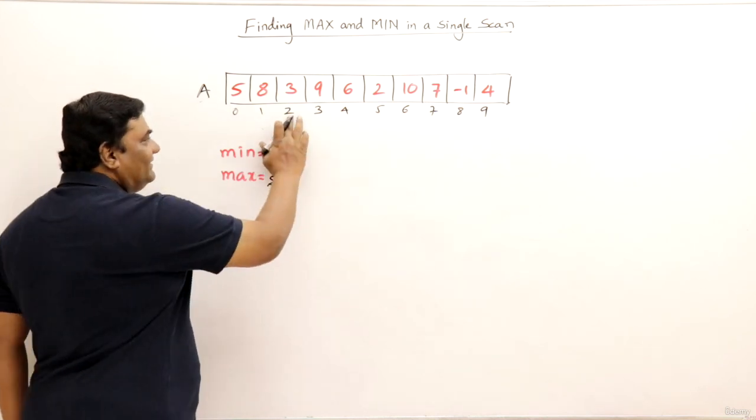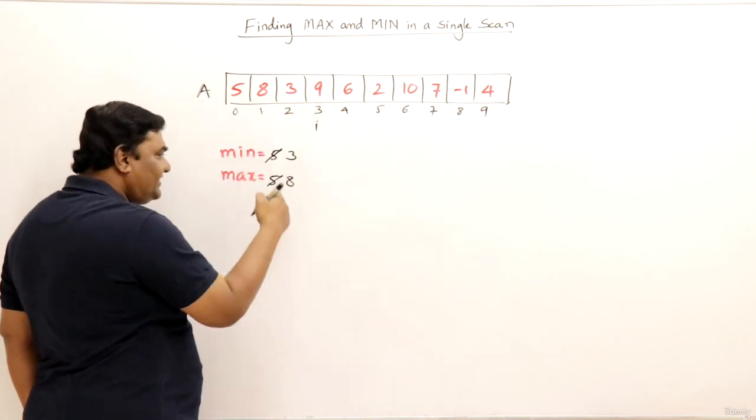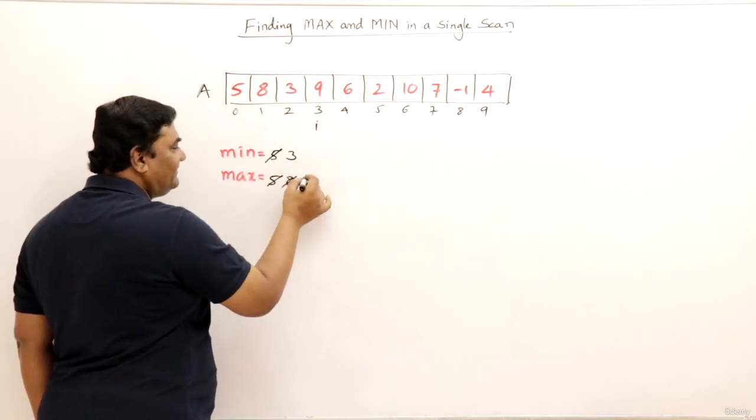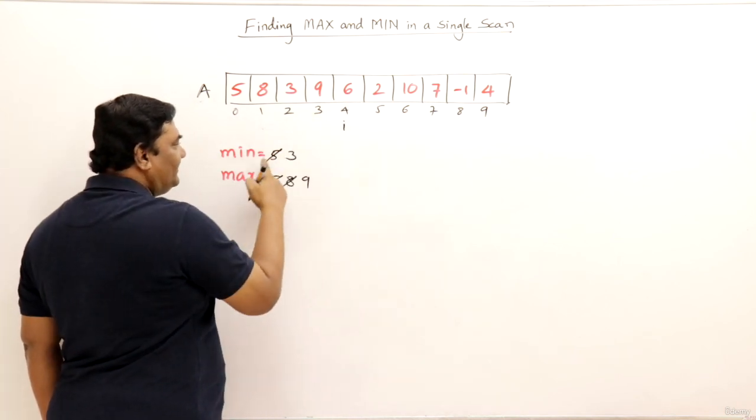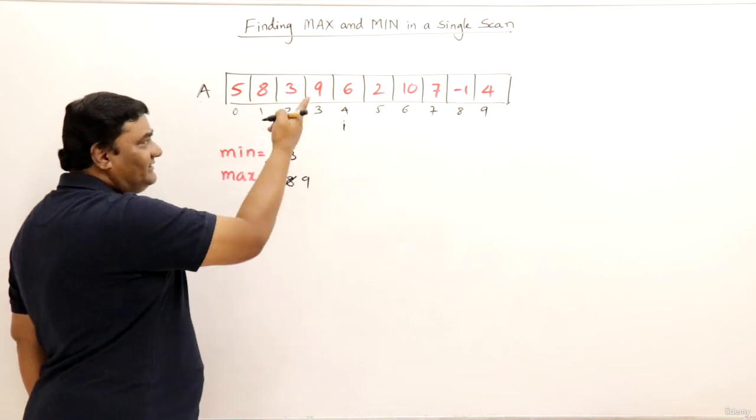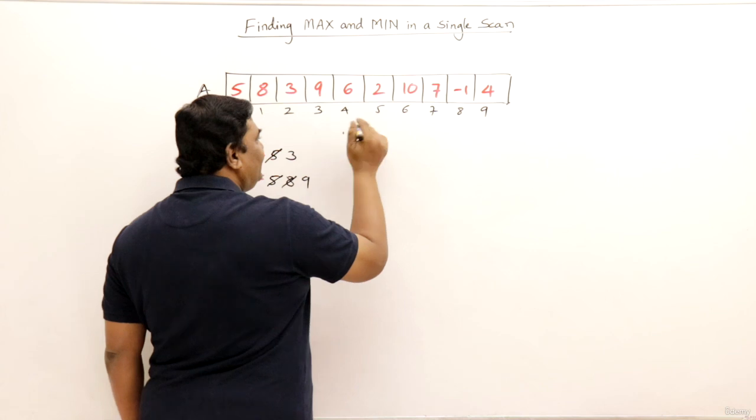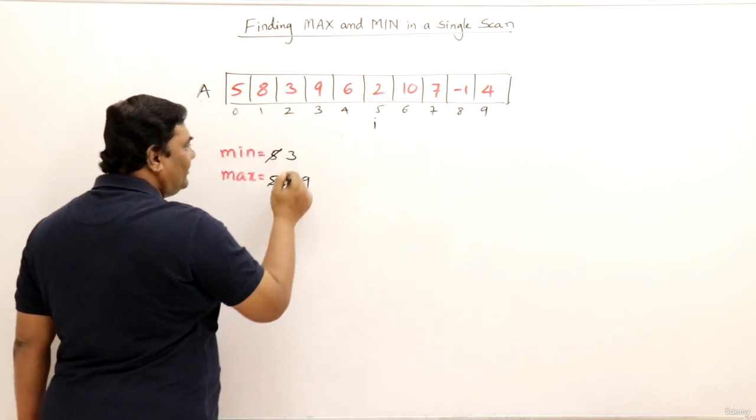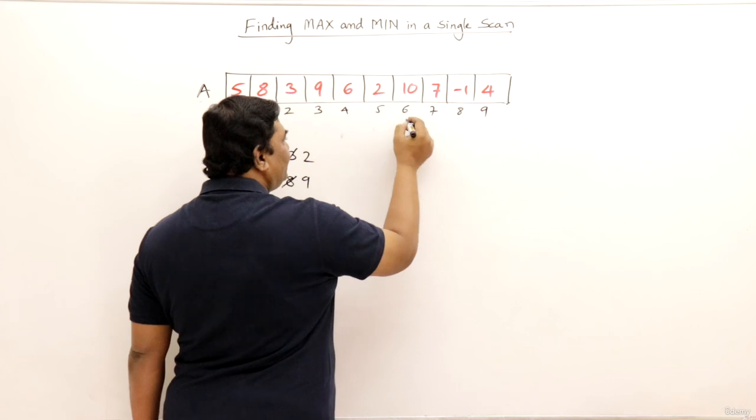Then next element. Is it smaller than min? No. Then check, is it greater than max? Yes, it is greater than max. Next is this one. Is it smaller than min? No. Check, is it greater than max? No. That is 6. It is neither minimum nor maximum. Next element, 2. Is it smaller than min? Yes. Modify it.